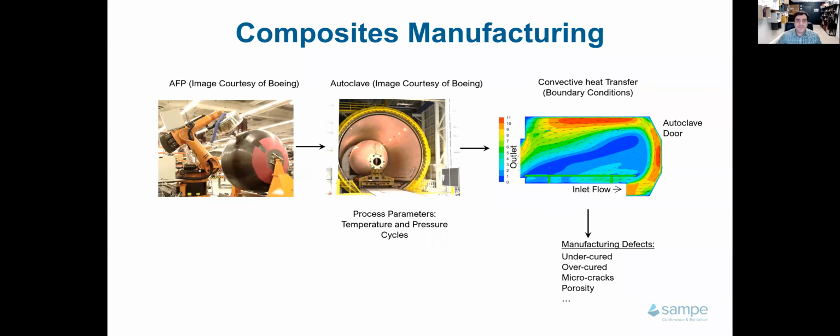So I'll start by giving you a background on composite manufacturing and process simulation, and then I'll explain how machine learning can be used to develop active controlling of the manufacturing process.